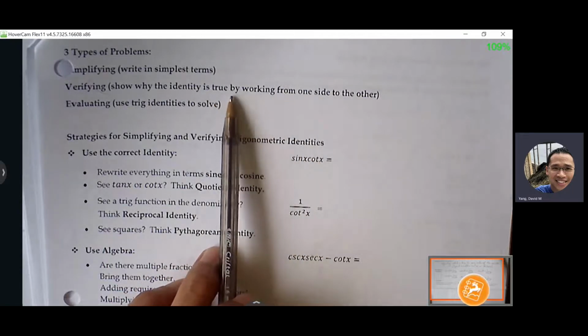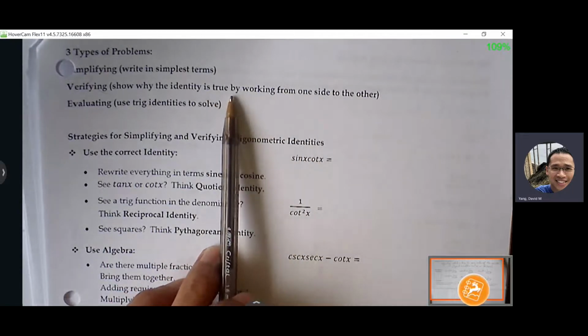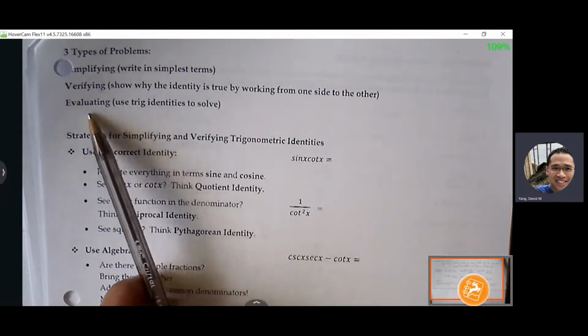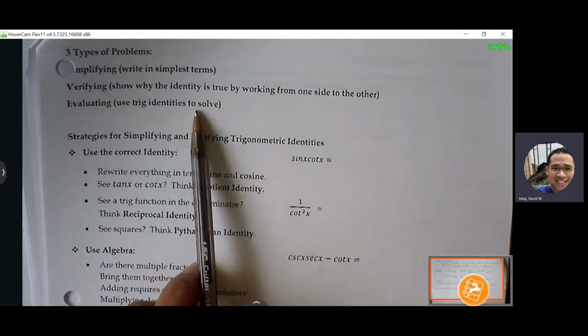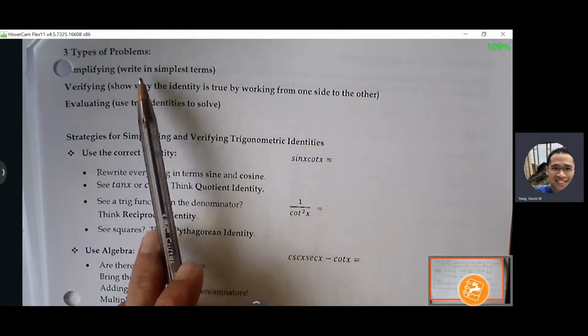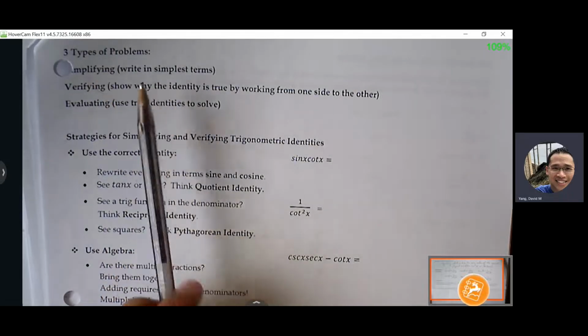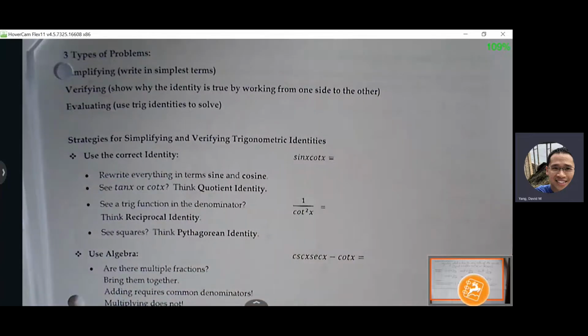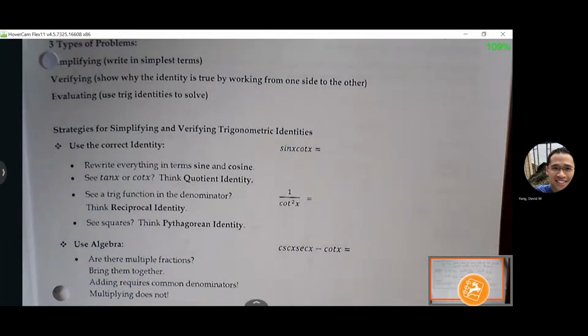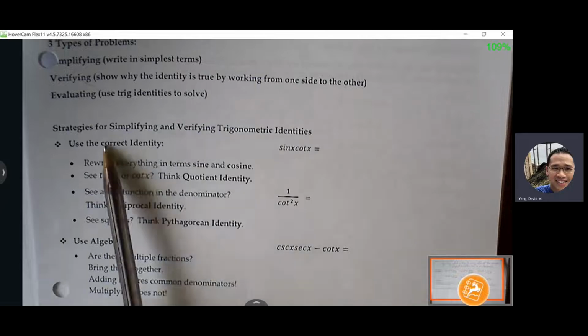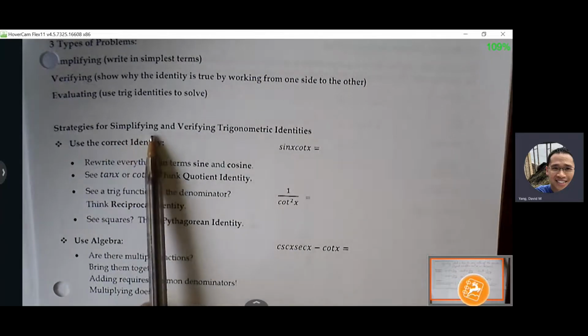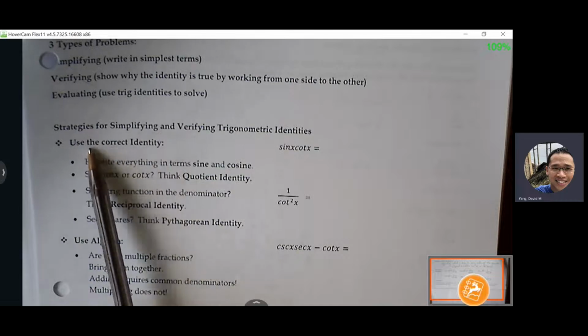So we'll definitely get to this later on in the week and also for the remainder of this unit. And then evaluating. This is using trig identities to solve. But I think right now we're just focused mainly on the simplifying portion, building our knowledge of how things work, and we can build from there. So here are some strategies for simplifying and verifying trig identities.